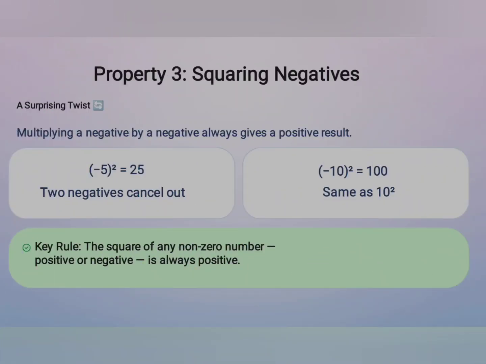Multiplying a negative by a negative always gives a positive result; in integers, minus into minus is always plus. If you take 5 into 5, it gives you 25. Similarly, minus 5 squared is equal to 25. In simple words, minus 5 into minus 5 gives you plus 25. The negatives cancel out each other. So the product of negatives is always a positive square number. The key rule is that the square of any non-zero number, positive or negative, is always positive.